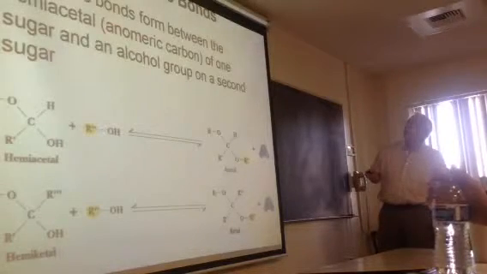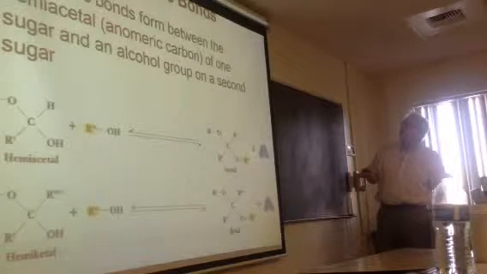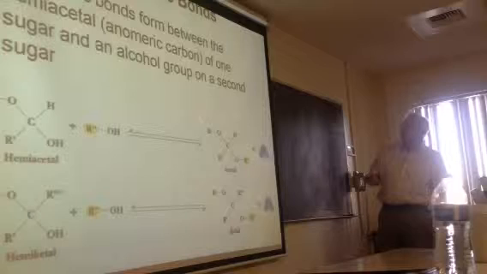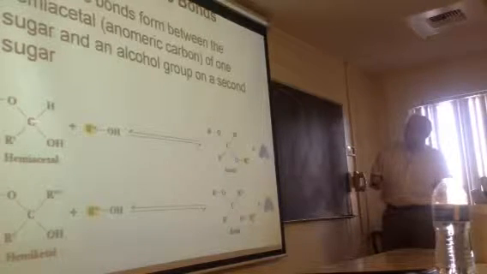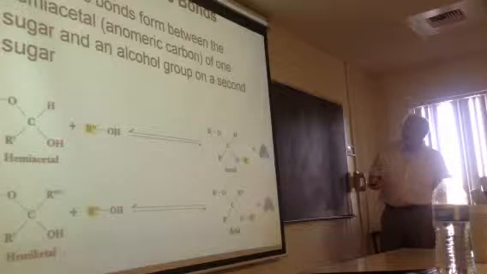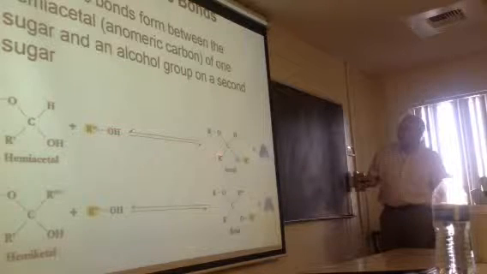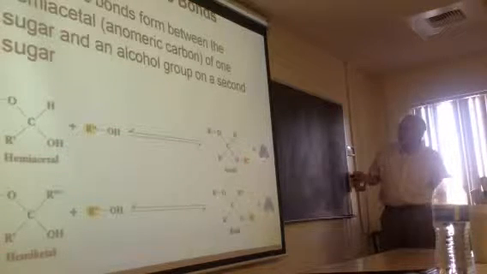So it's again between the hemiacetal carbon, the so-called anomeric carbon of one sugar. Like in the ring, if this is the edge of the ring, that's the alpha form, alpha hydroxy form of some sugar. You take another sugar with its hydroxyl group and you attach it on there.